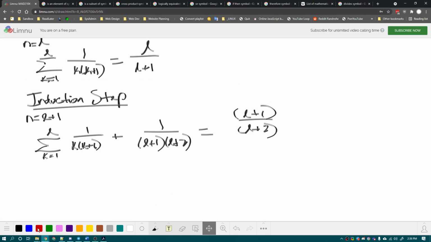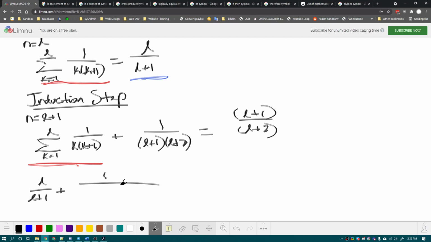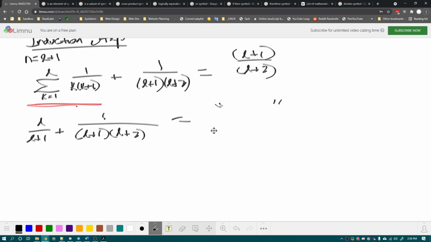What's important to note here is the reason why I use the summation notation is because this is equal to this. So I can just replace it with this. So I'm left with L over L plus 1 plus 1 over L plus 1, L plus 2 is equal to, and I'll do double quotes there. Okay, so we need a common divisor for these two fractions. The common divisor looks like L plus 1 times L plus 2.